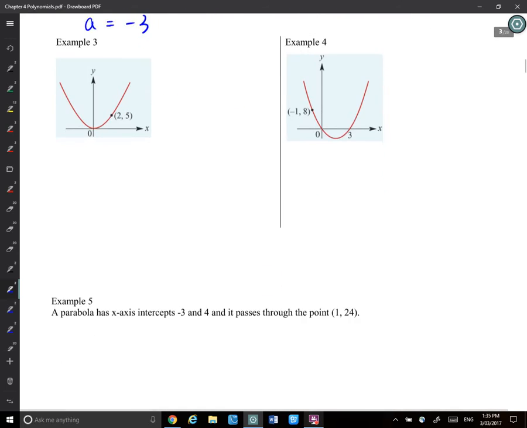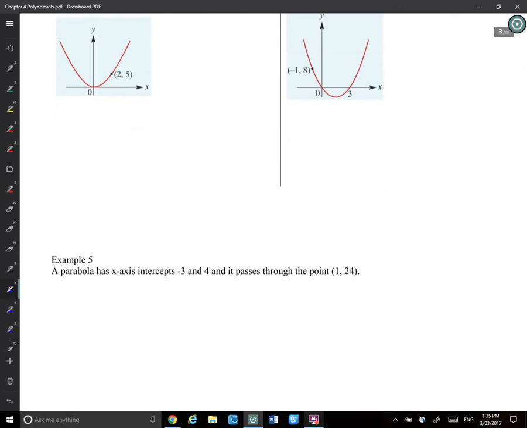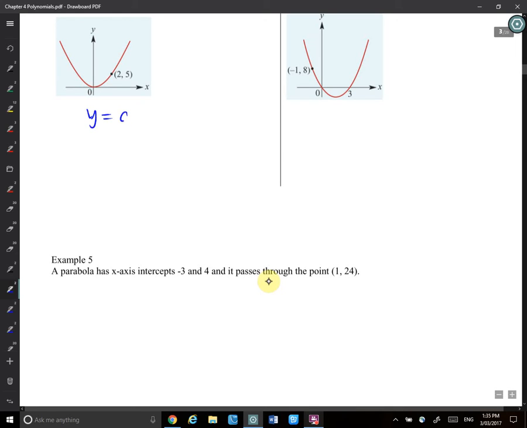Okay, example 3 gives you a turning point at (0, 0). So that is a y equals ax squared case. So you have (2, 5). So 5 equals a times 2 squared. So a equals 5 on 4. Then y equals 5 on 4 x squared.